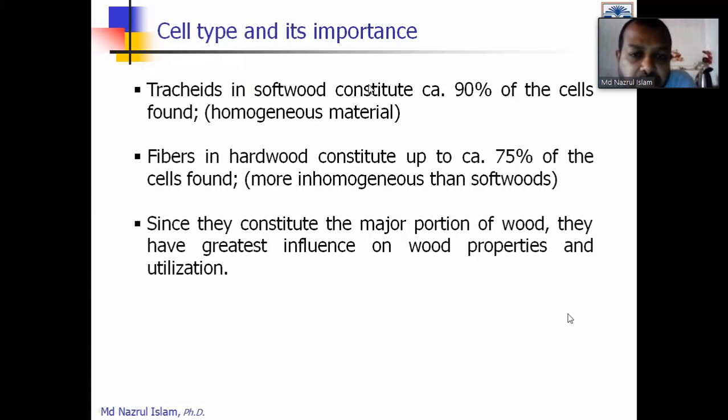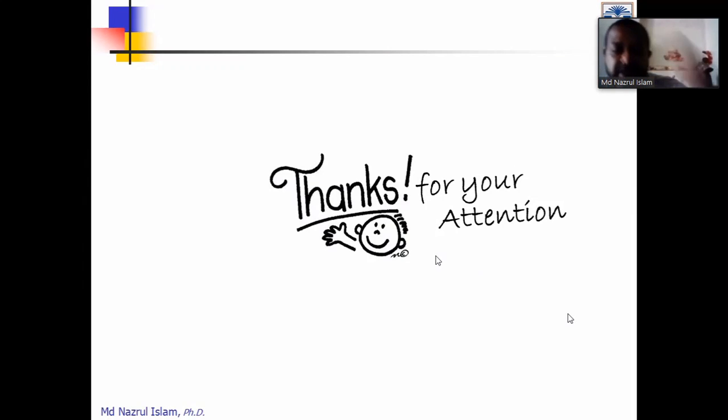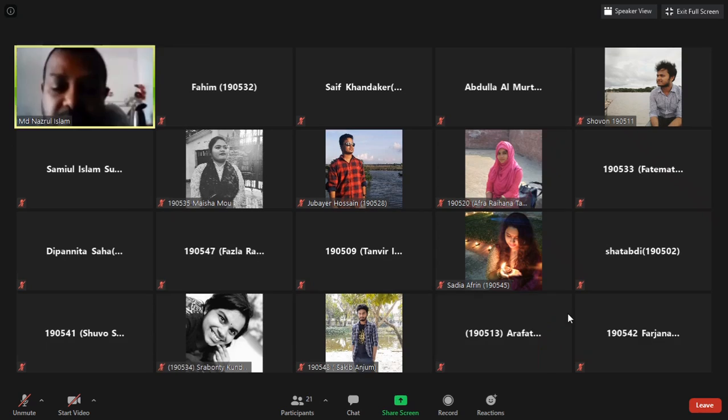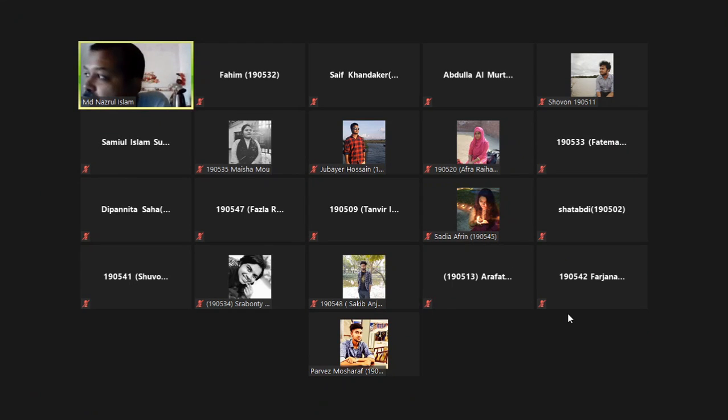So the things I have discussed earlier: the tracheid is around 90% in case of softwood, and fiber is the main cell of the hardwood, and that is around 75%, and besides that there are some other cells. So all these things that we have discussed so far are related to the macro and microstructure. If you have any question, you can ask, because we will change the slide and go to the next one.